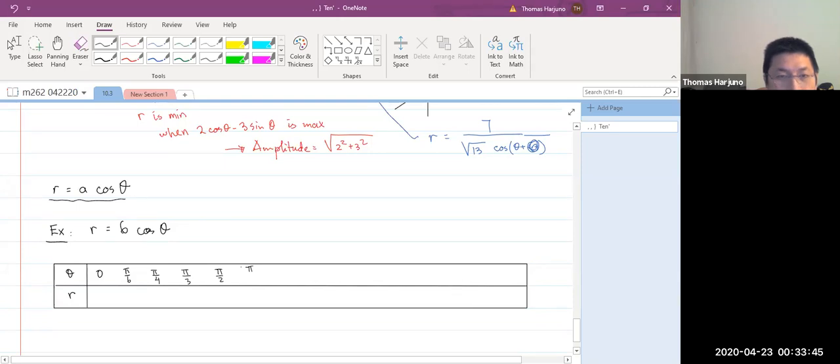This will be, what's that? 2 pi over 3, and then 3 pi over 4, 5 pi over 6, and pi, 7 pi over 6, and then 5 pi over 4, 4 pi over 3, 3 pi over 2, and so on and so forth, up to 2 pi.